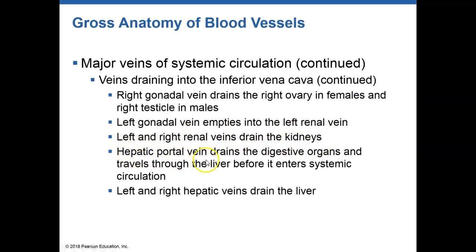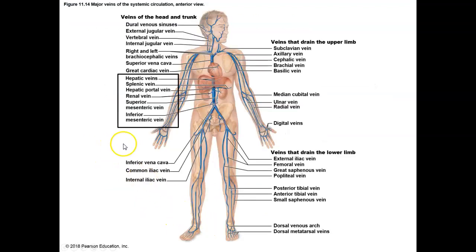We have a hepatic portal vein that carries blood from the digestive organs to the liver. Then we have a left and right hepatic vein that drain the liver itself, taking the blood away from the liver. And here you can see the renal veins.